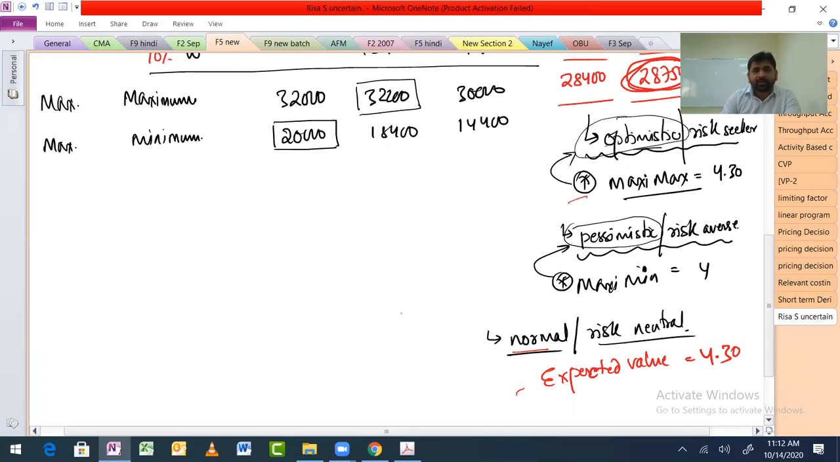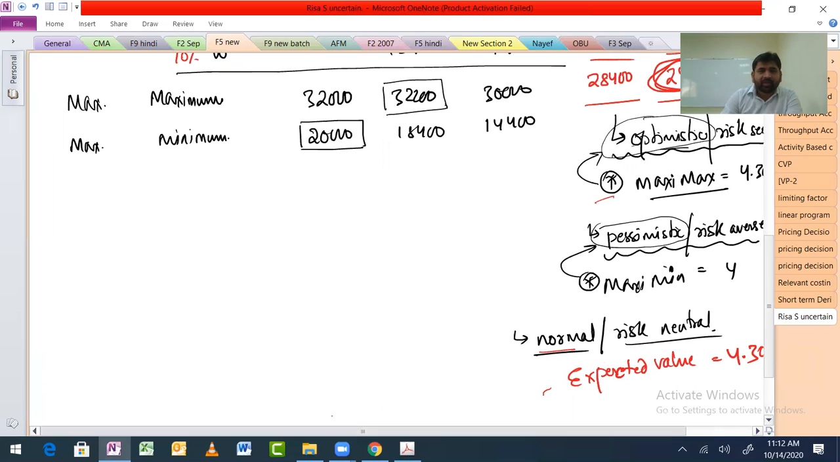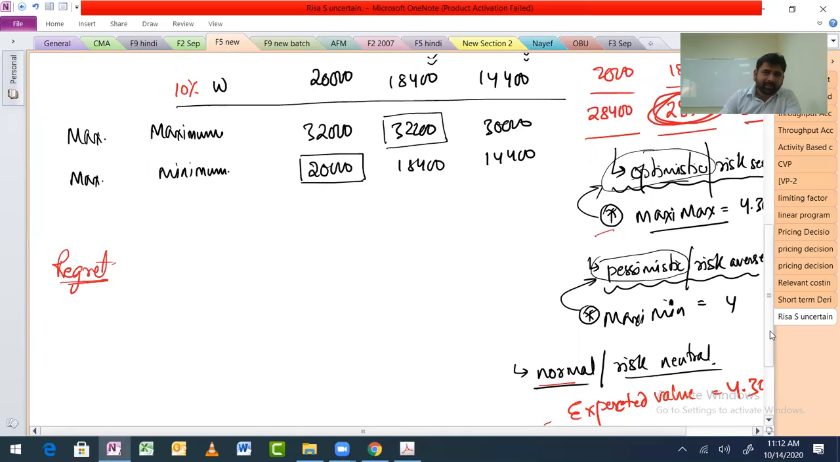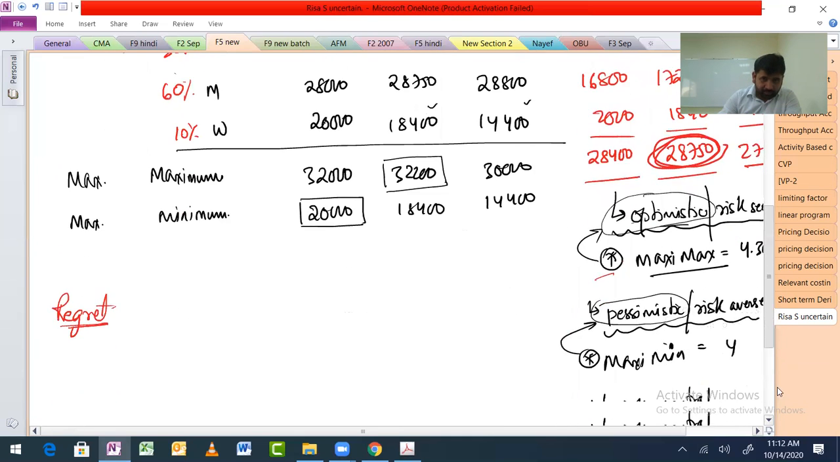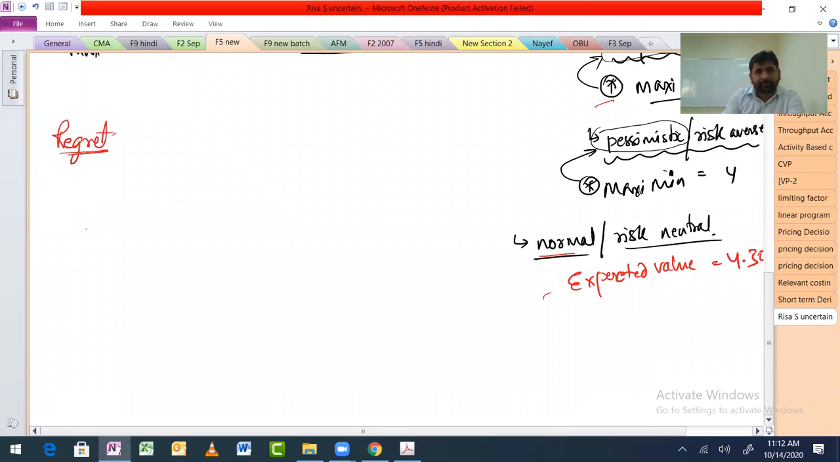They can use something called a regret table. Fine, they can use that. Minimum regret. They can use the minimum regret table. Now, regret table means what? First of all, let me copy the whole thing. The scenarios were best, most likely, and worst. And here we had what? 4, 4.3, and 4.4. These were your choices.